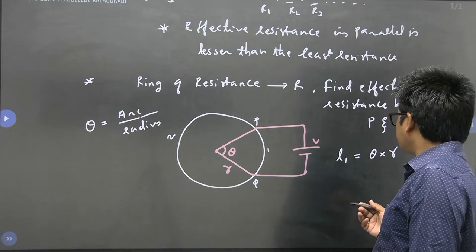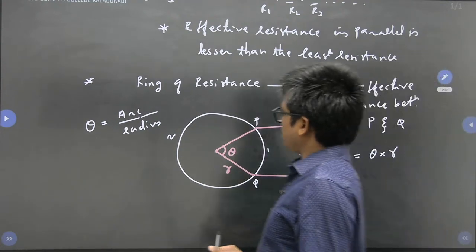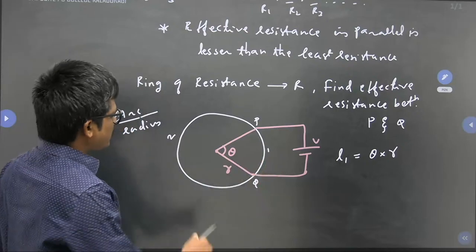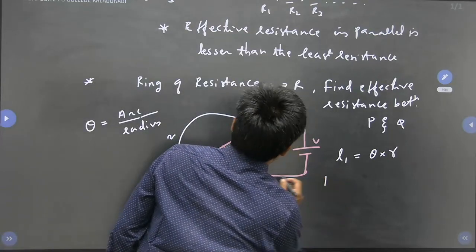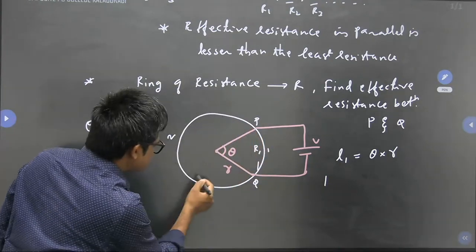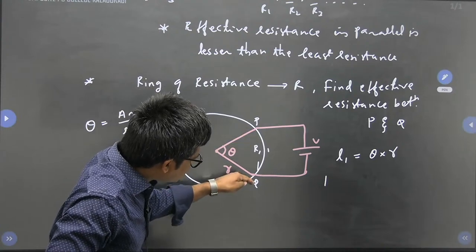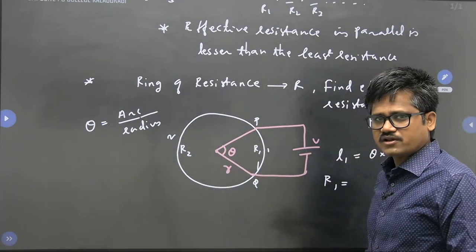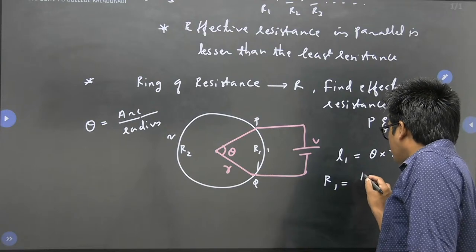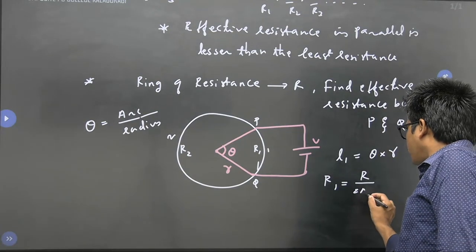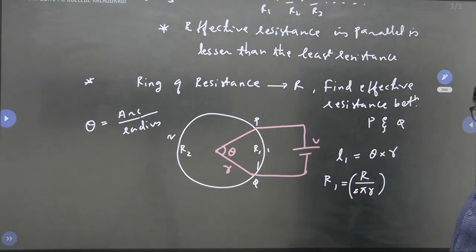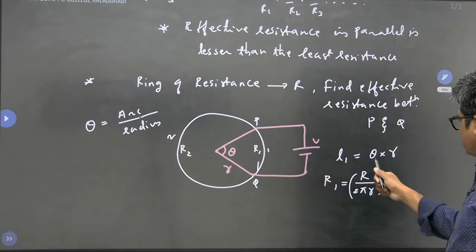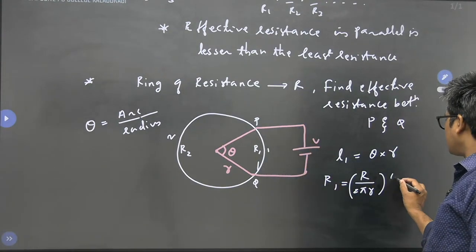Got my point? Then how do you write resistance? Total resistance is R, over what length? 2 pi R. Let the resistance of this one part be R1, and the resistance of this second part be R2. Listen carefully. Total resistance is R and the total length of the ring is 2 pi R. What do you mean by capital R by 2 pi R? It is resistance per unit length. Resistance per unit length into the length whose resistance you want.